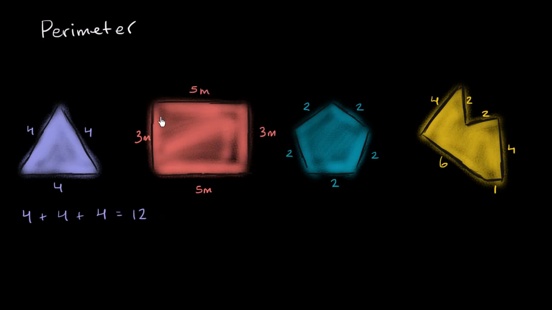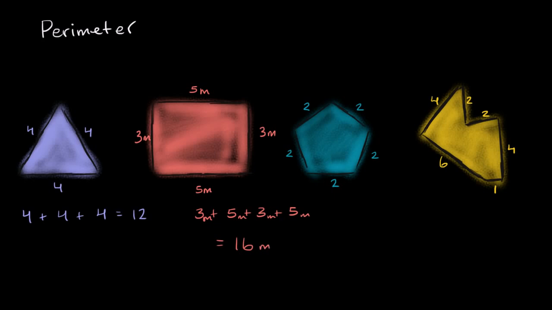So what is the perimeter of this rectangle going to be? What is the distance around the rectangle that bounds this area? Well, it's going to be 3 plus 5 plus 3 plus 5, which is equal to, let's see, 3 plus 3 is 6, plus 5 plus 5 is 10. So that is equal to 16. And if we're saying these are all in meters, then it's going to be 16 meters.